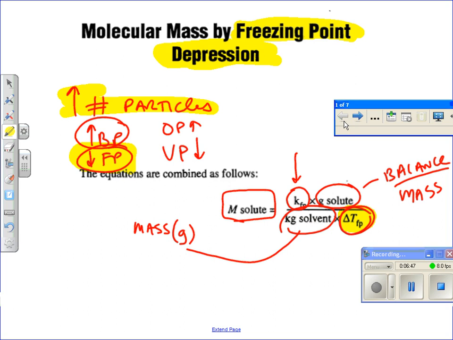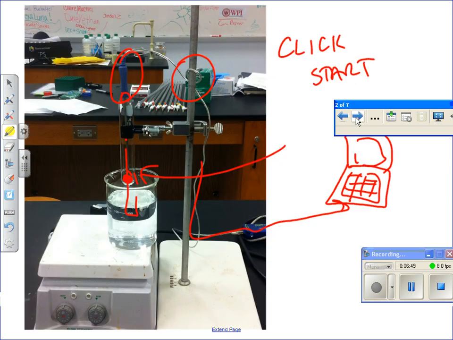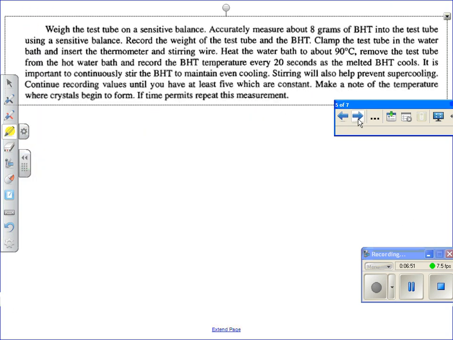This is a common general chemistry lab that you're expected to do in college. So then these are the instructions you're going to print out. The first thing is you just have to measure 8 grams of BHT, and you don't actually have to weigh the test tube.